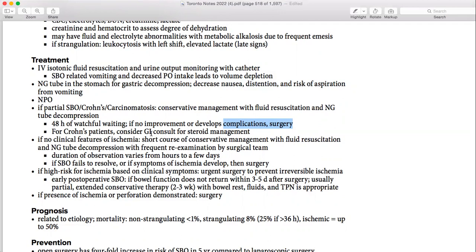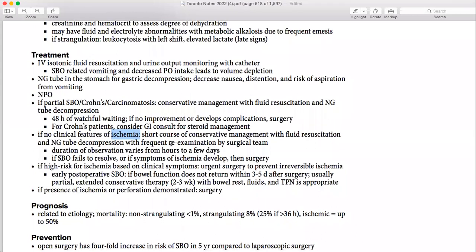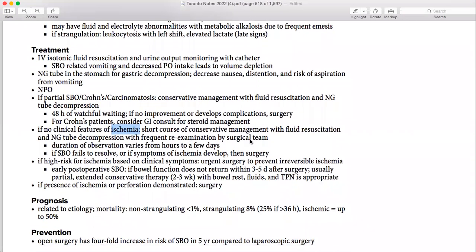For Crohn disease, you consider GI consultation right away with the steroid. Maybe the Crohn is flaring up, so start with the steroid. If you read about Crohn disease, it's written there nicely how you are going to treat acute Crohn disease. If there are no clinical features of ischemia, as I told you, only conservative management. If there is ischemia, you have to do a laparotomy. With fluid resuscitation, NG tube, and frequent re-examination by the surgical team, if the obstruction fails to resolve or the symptoms of ischemia develop, then you are going to do the surgery.